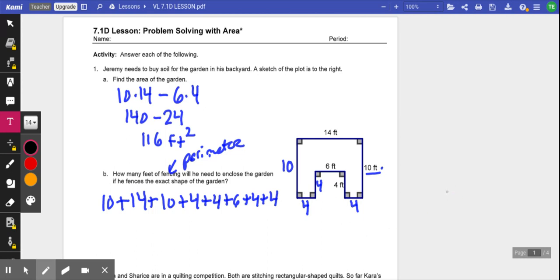I don't need to jump to my calculator. All of a sudden, I can kind of group things up. I have a bunch of 4s. So that right there is 16. Okay, I'm going to put my 10s together. That's 20. And I'm going to put my 4 and my 14 and my 6 together. That's another 20. So 20 from the 10s, 20 from the 14 plus 6. I've got 16 from all those 4s. That makes it much easier to add. So altogether, I have 56 feet of fencing.